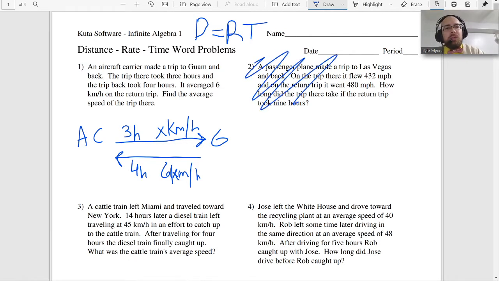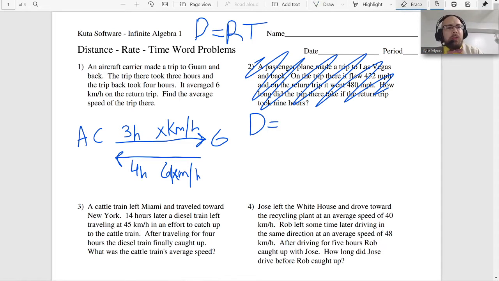Okay, so distance equals rate times time. I'm going to back up a little bit. I'm not even going to write the formula out first because the formula is right here. If the formula is right there, then let's just go ahead and plug stuff in. We don't know what the distance there is. We can find out, but we don't know it yet. However, we do know that the rate is x kilometers per hour, and the time is 3 hours.